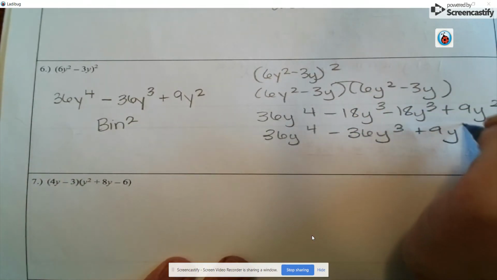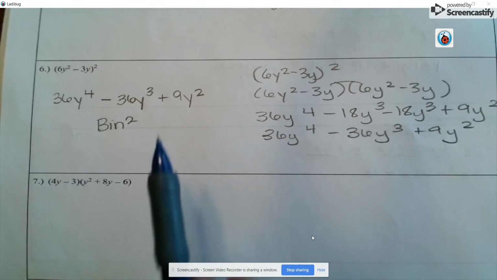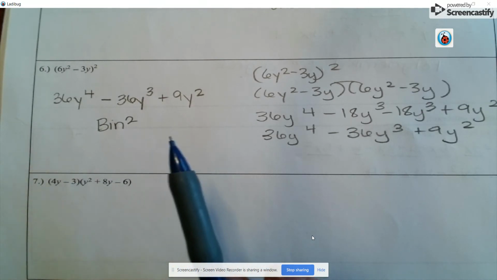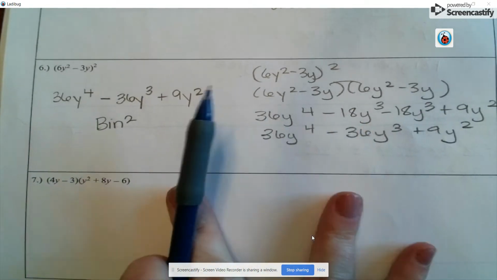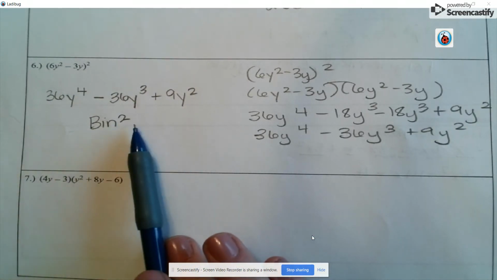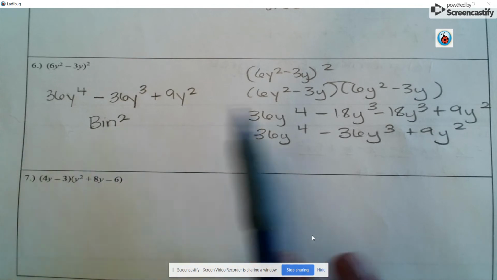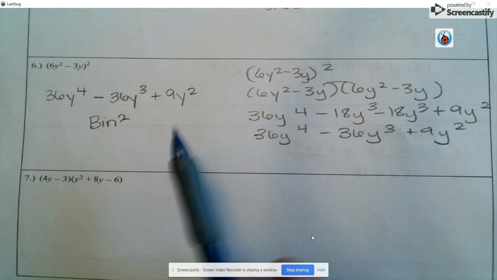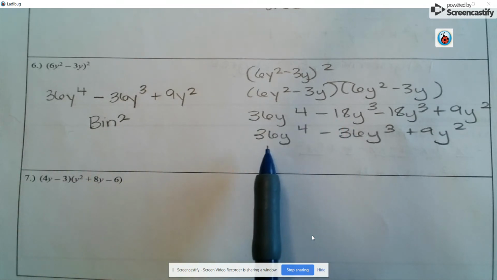So that's going to give me 36y to the 4th minus 36y to the 3rd plus 9y squared. Either way that you choose to do it, like for me, I don't usually use bin squared because sometimes I just think it's easier this way. But if you got the bin squared down and you always like to use it and are successful with it, then use it, but make sure you write bin squared. If you do it the old-fashioned way, you don't have to write bin squared. But you should get the same answer both ways.